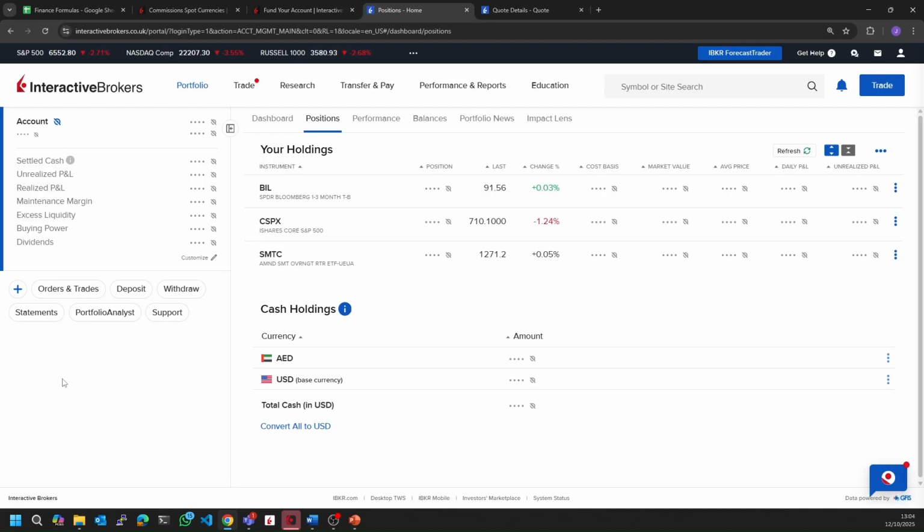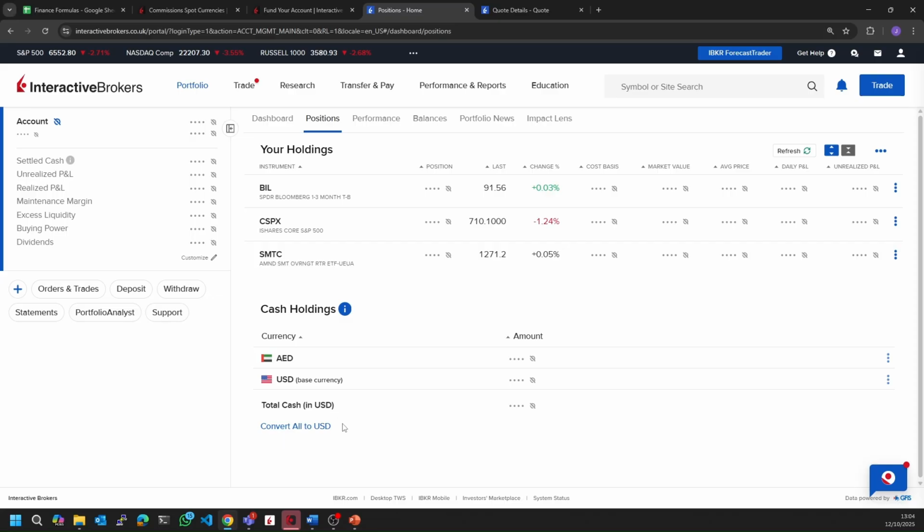Once you fund your account, you will see on your portal the foreign currencies here in cash holdings, and thereafter you can select the currency and convert it, or here if you have more than one currency you can convert all to your main broker account currency. In my case it is US dollars. And when you use these two options, it will convert foreign currencies to US dollars at market price.